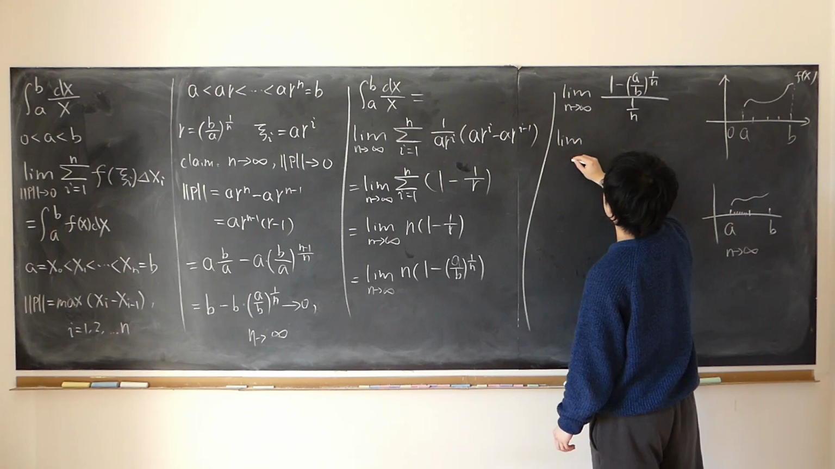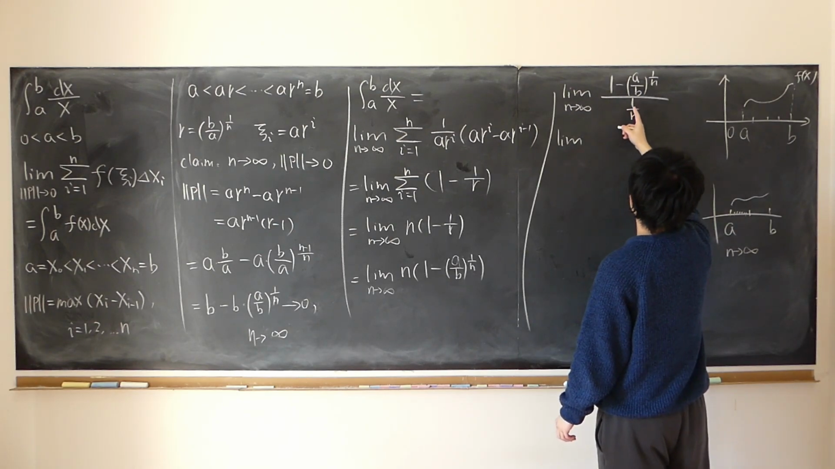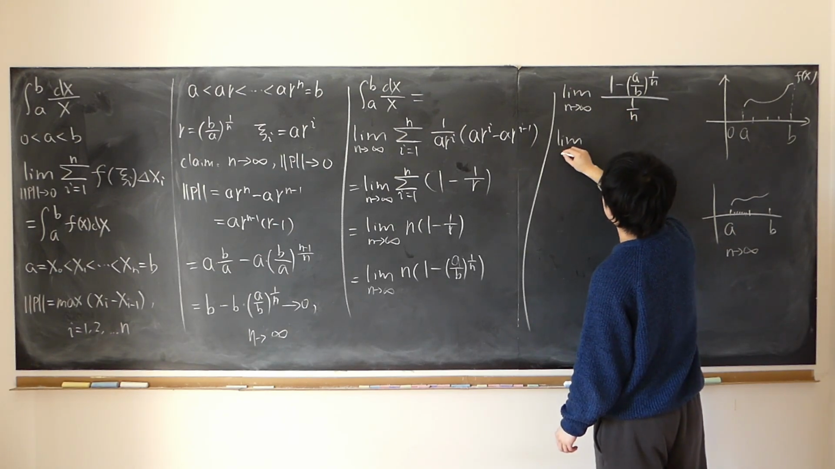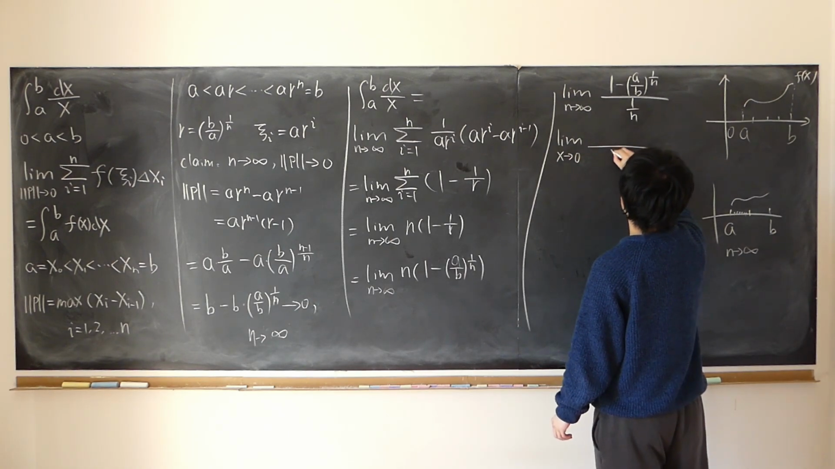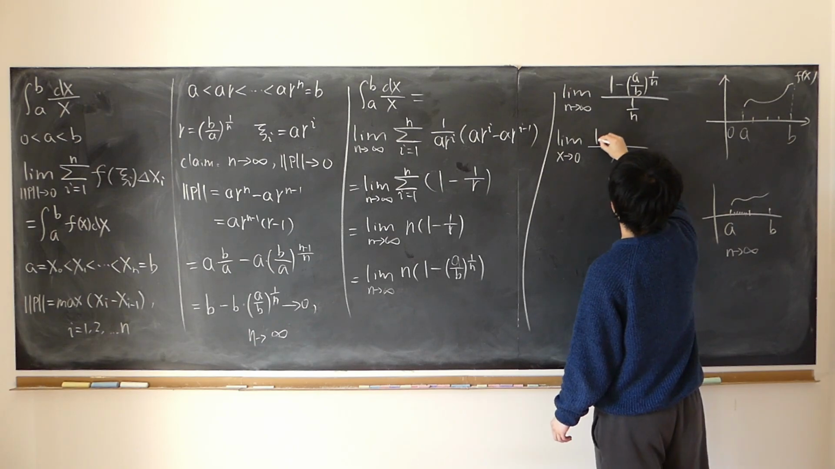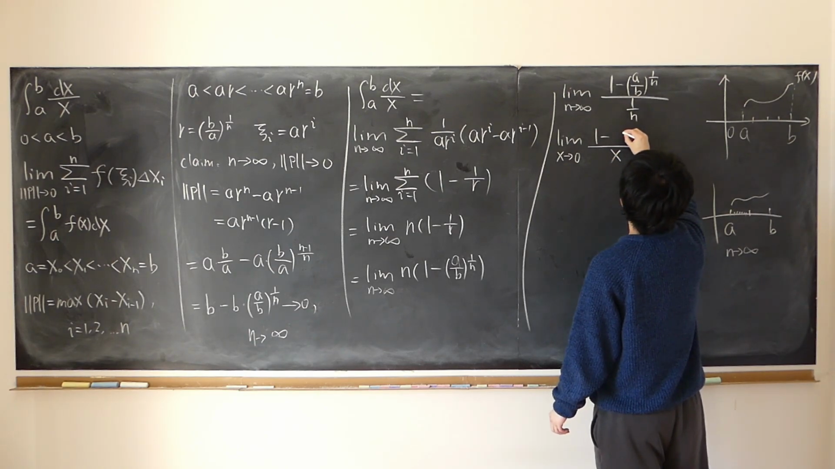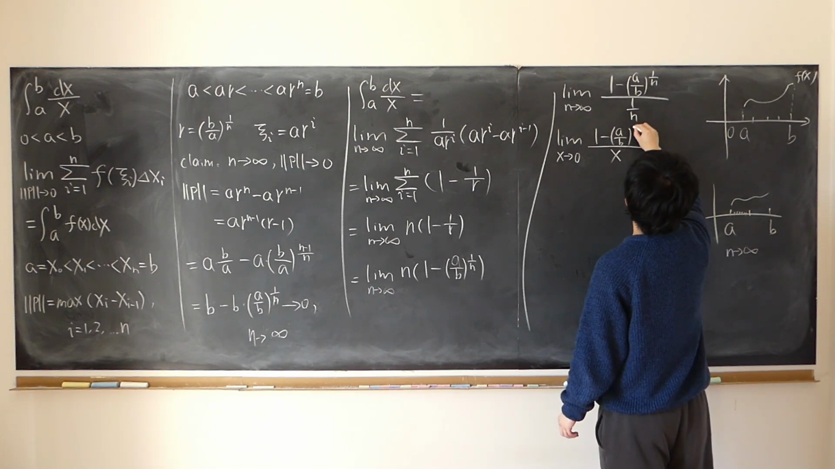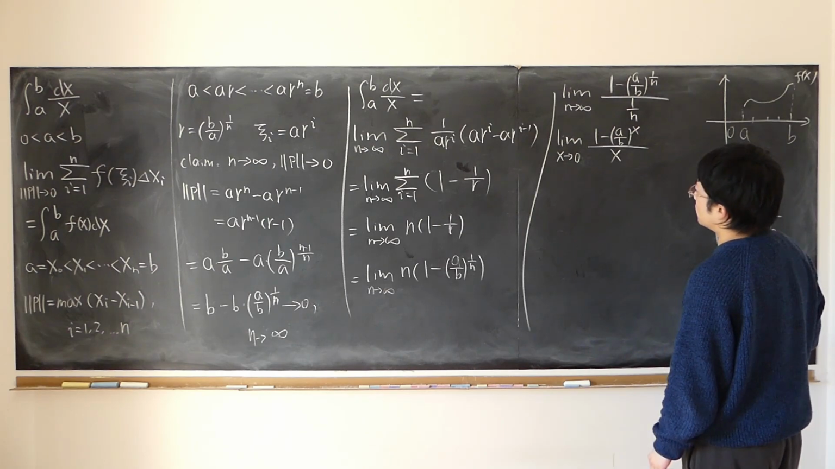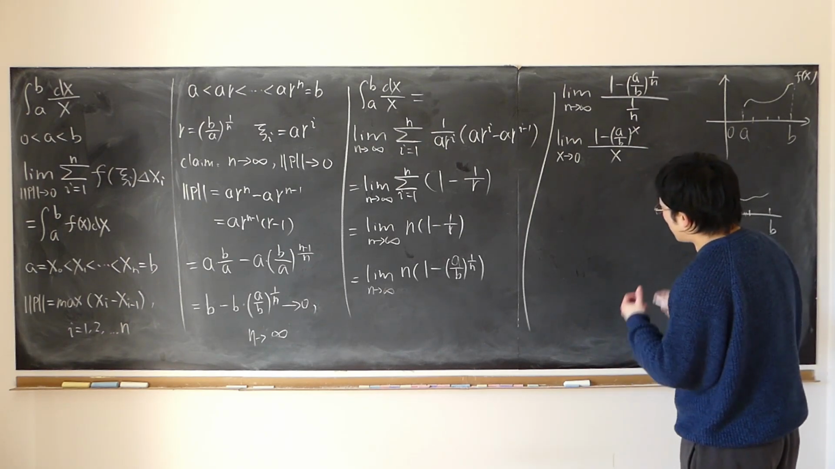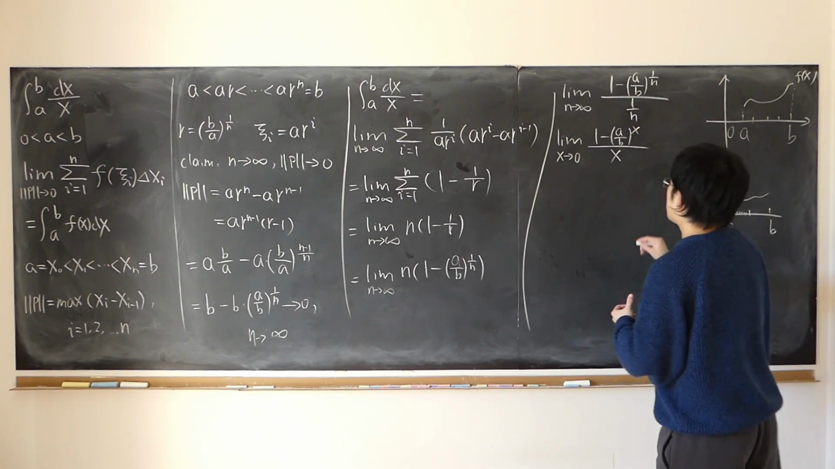Right, this time maybe I can change 1 over n into x. So x approaches 0. x at the bottom, and 1 minus a over b raised to the power of x at the top. Right, still an undetermined form, 0 over 0. This time we can use L'Hopital's rule.